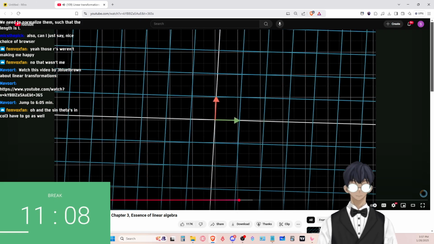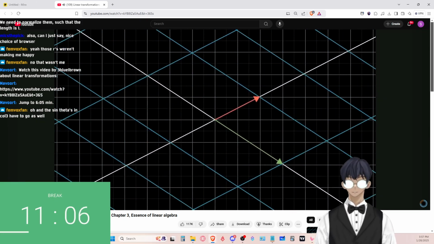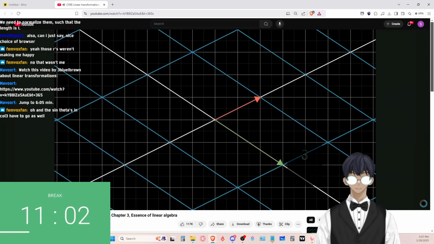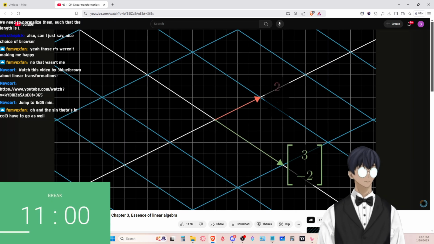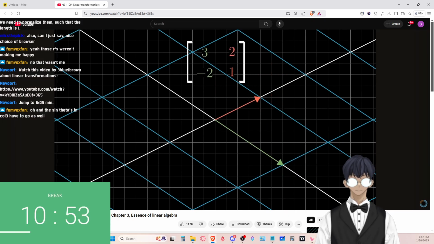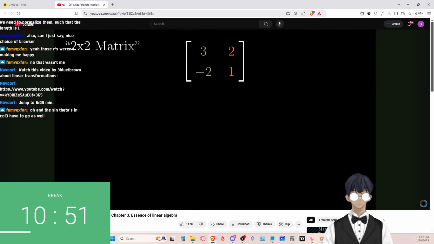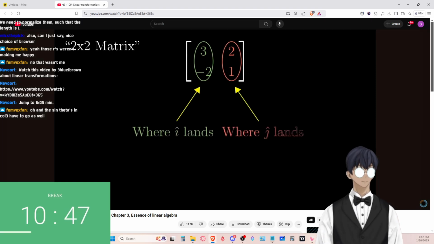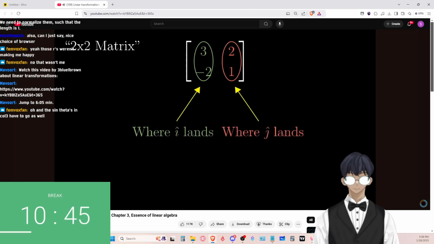A two-dimensional linear transformation is completely described by just 4 numbers: the 2 coordinates for where i hat lands and the 2 coordinates for where j hat lands. Isn't that cool? It's common to package these coordinates into a 2x2 grid of numbers, called a 2x2 matrix, where you can interpret the columns as the 2 special vectors where i hat and j hat each land.